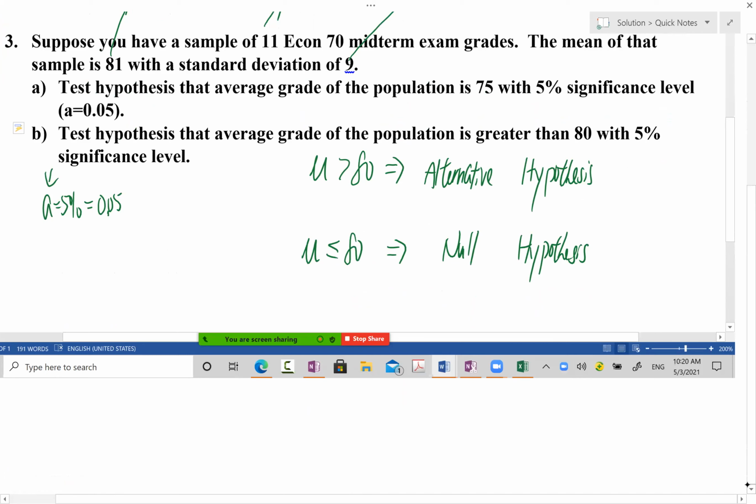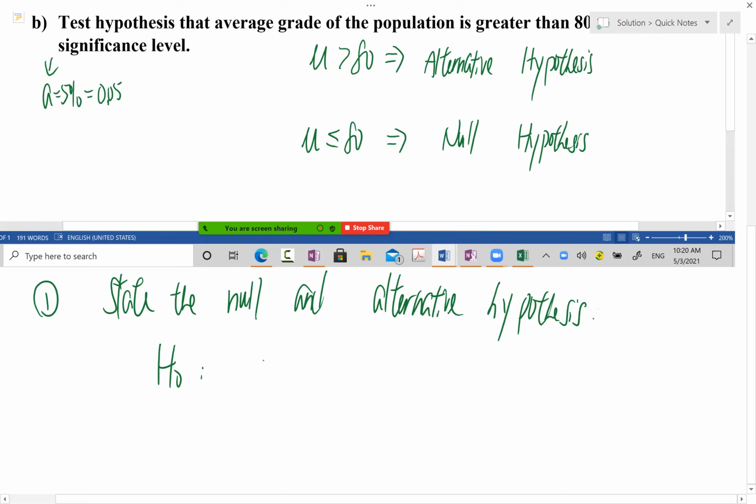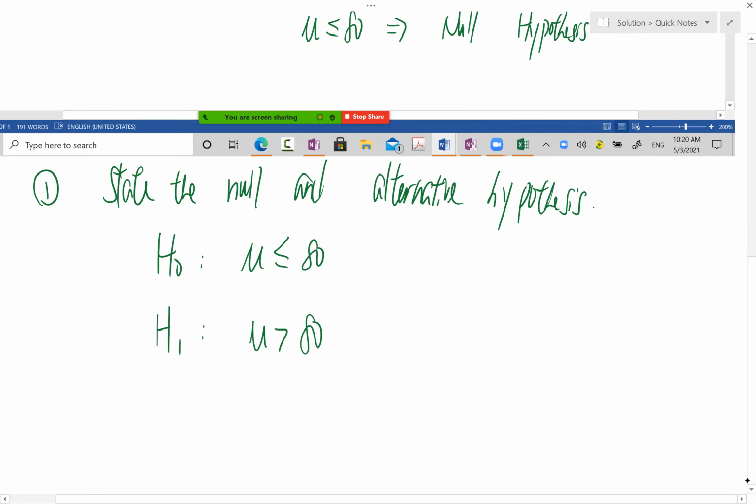So one more time, we're going to state both hypotheses. Step 1, state the null and alternative hypothesis. The null hypothesis H0 must be mu less than or equal to 80. Average grade is less than or equal to 80, 80 being the cutoff score. And H1, mu is greater than 80. Based on the alternate hypothesis, we know that this is a right tail test. So it's a one tail, right tail test.